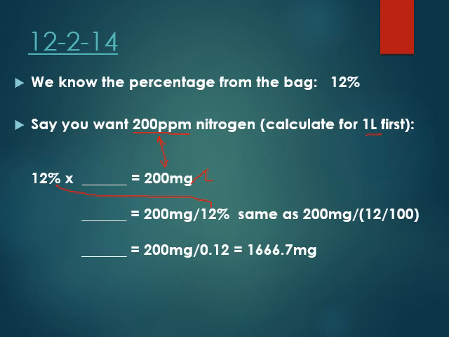Now 12% is an actual number we can work with. You have to convert that into something, right? So 12% is the same as 12 divided by 100. So that means that 200 milligrams divided by 0.12 is going to give us, there it is, 1,666.7 milligrams, which is the same as 1.6667, or you can round it up wherever you like.